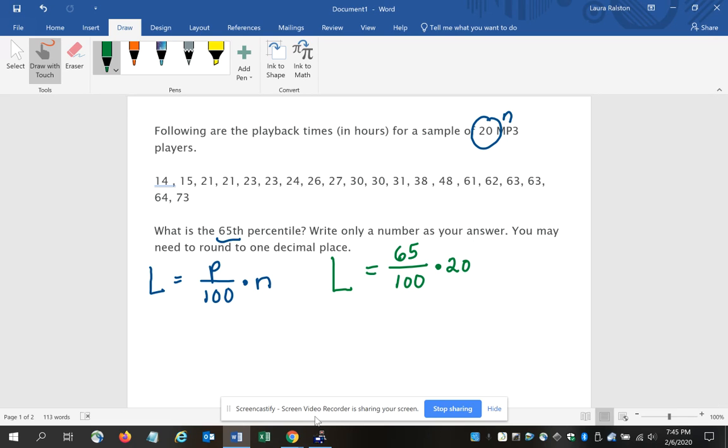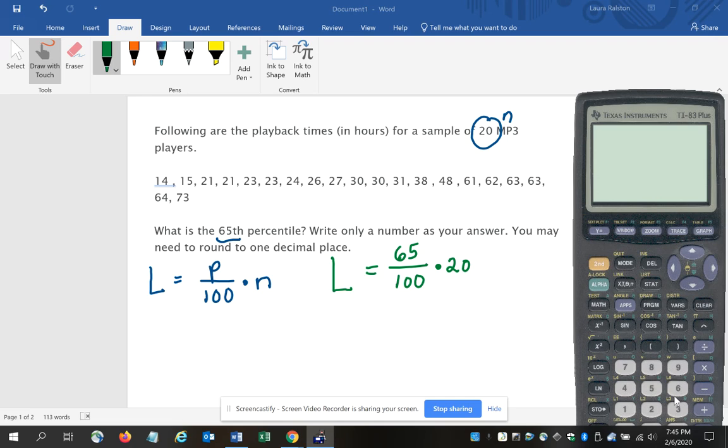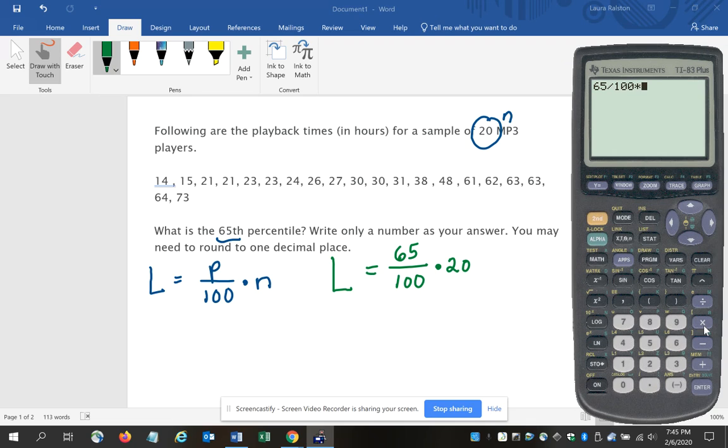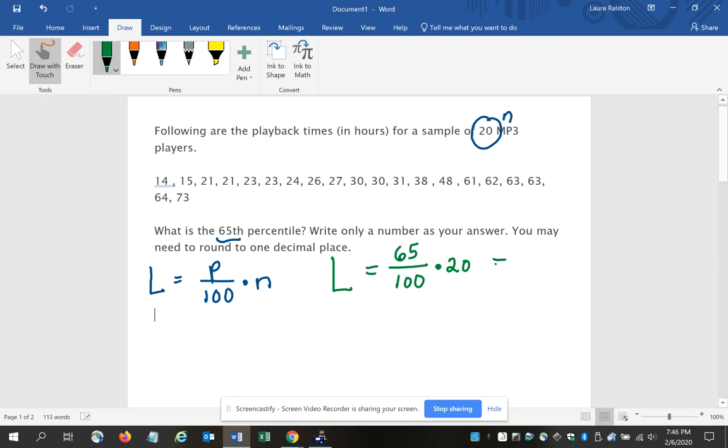And so I'm going to pull up a calculator, use my calculator. I'll have to turn it on first. Okay, so I'm going to type 65 divided by 100. Move my calculator up a little bit. Times 20. And that gives me a value of 13.